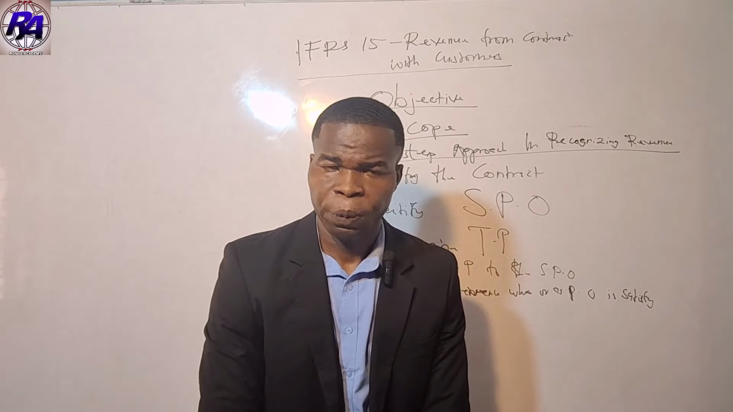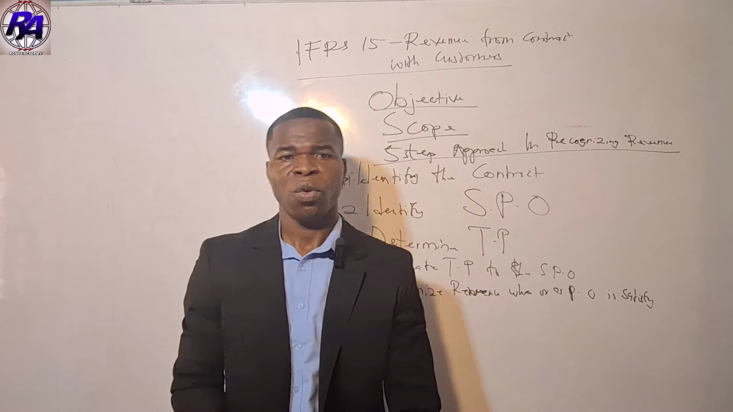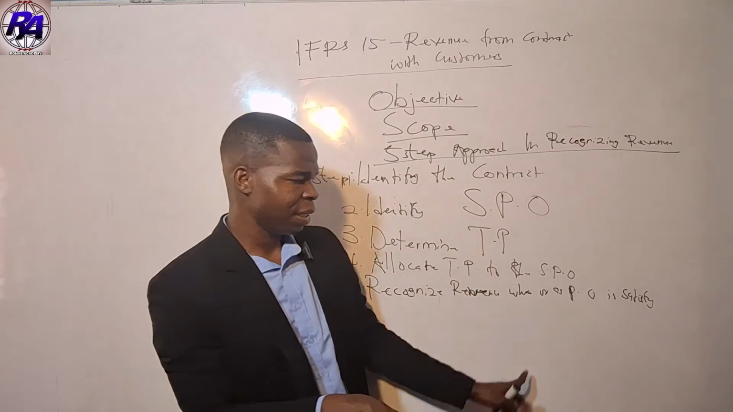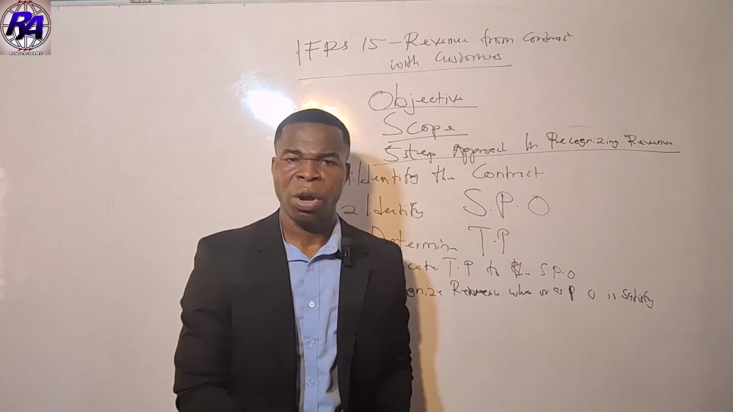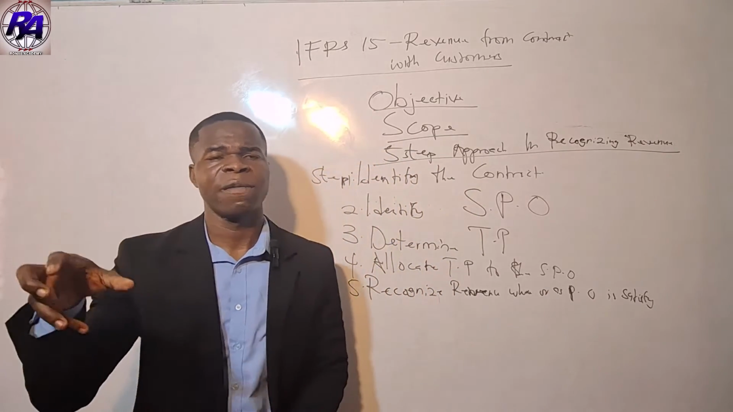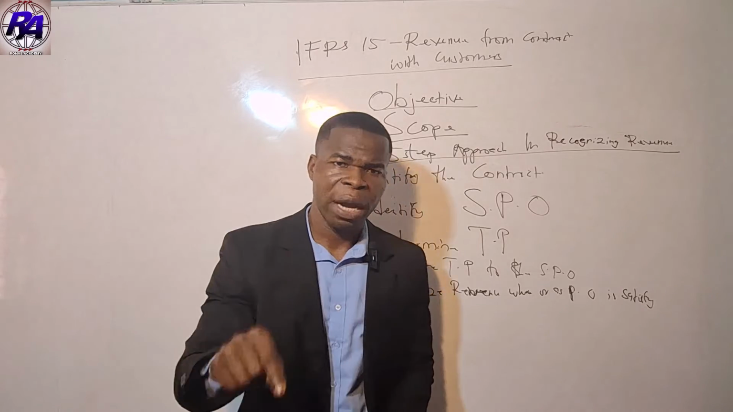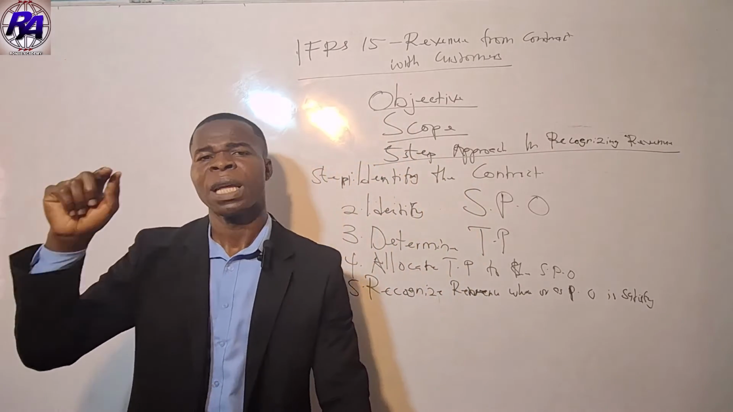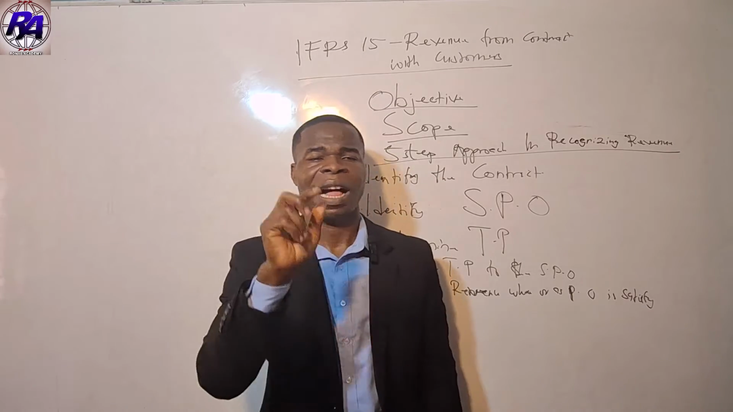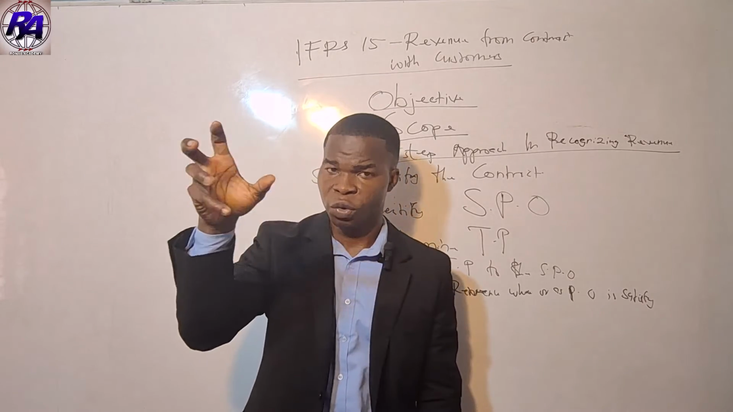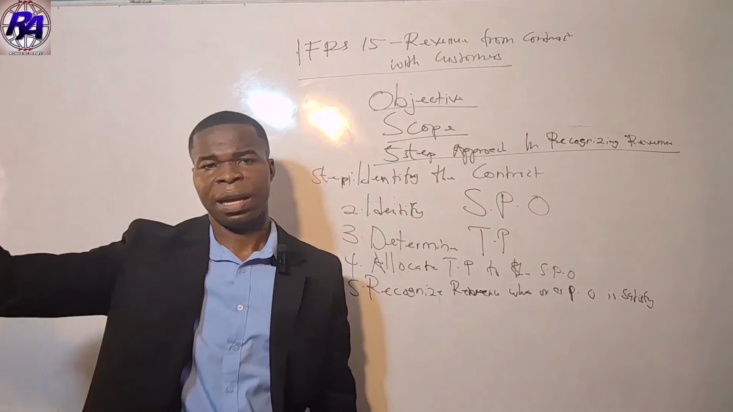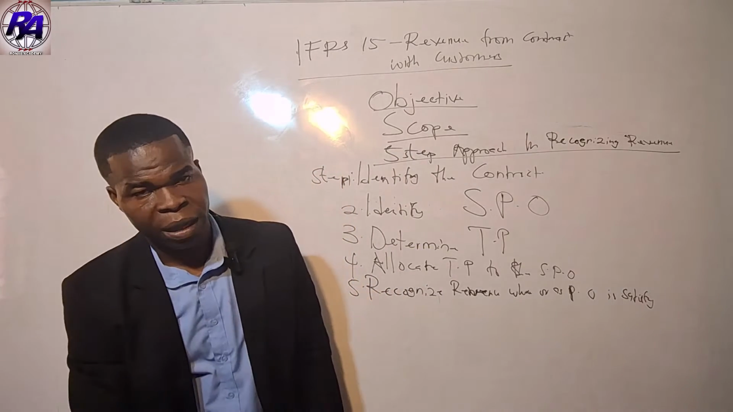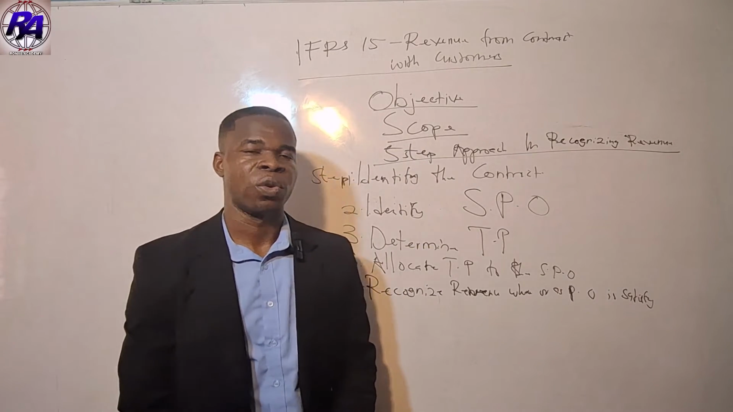You don't just stand up, bang, and then recognize revenue. No, you only recognize revenue when you have satisfied the performance obligation, when you have provided the promised goods and services to the customer, when the control and the risks and rewards, ownership and legal title of those goods and services have been passed to the customer. That is the only time an entity is allowed to recognize revenue.